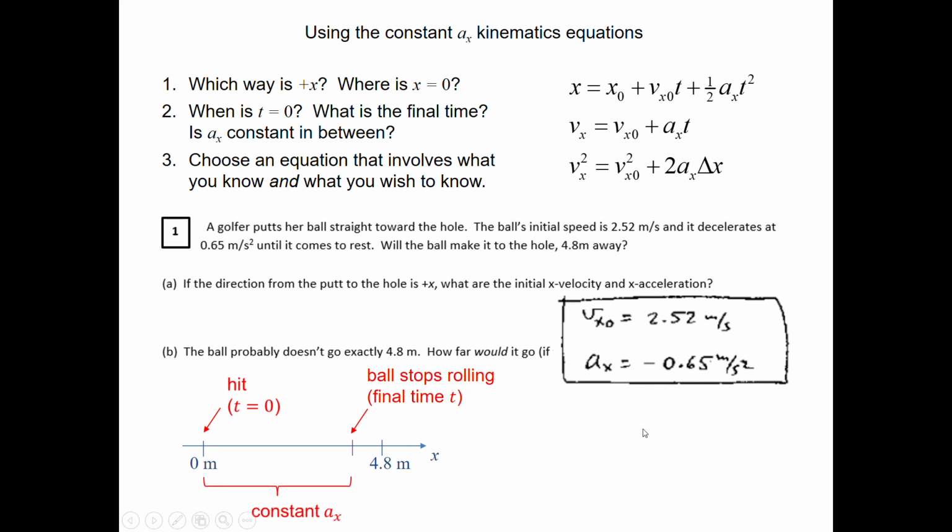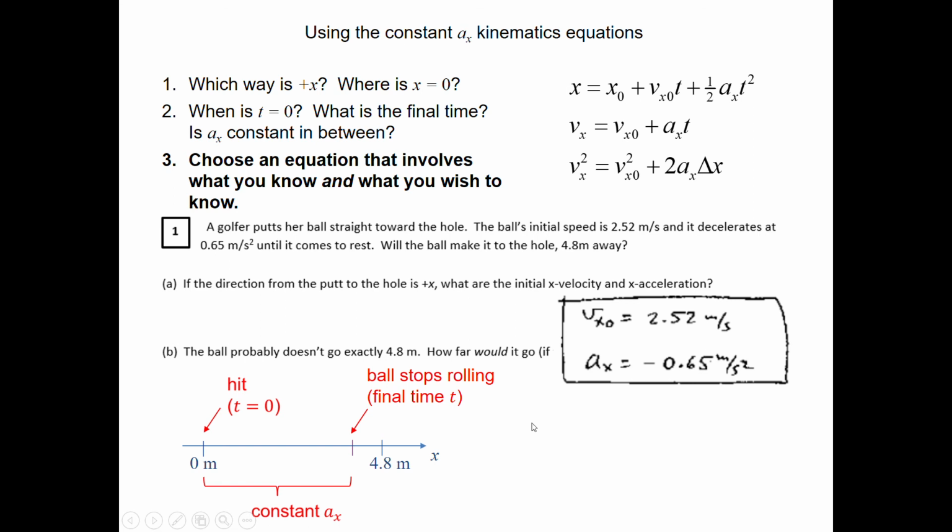Okay? Now we need to look at what is being asked and choose an equation from these three that hopefully involves what we know. Here are some things we know and what we want to know. Now the important thing for what's being asked here is we want to know how far it goes. In other words, if we call x initial equals 0, then x final is going to be defined by when it comes to rest. And so I want to know what that x final is. If x equals 0 is when it's hit, then if x final is when it comes to rest, that x final is the variable I want to solve for.